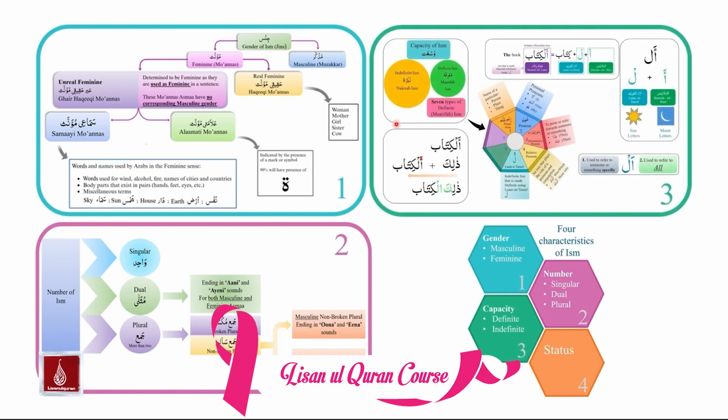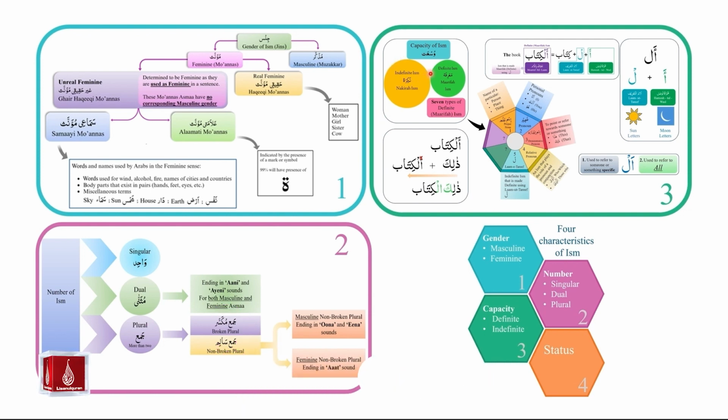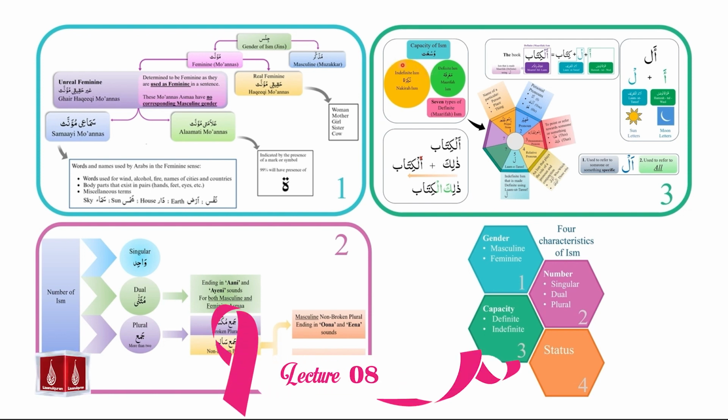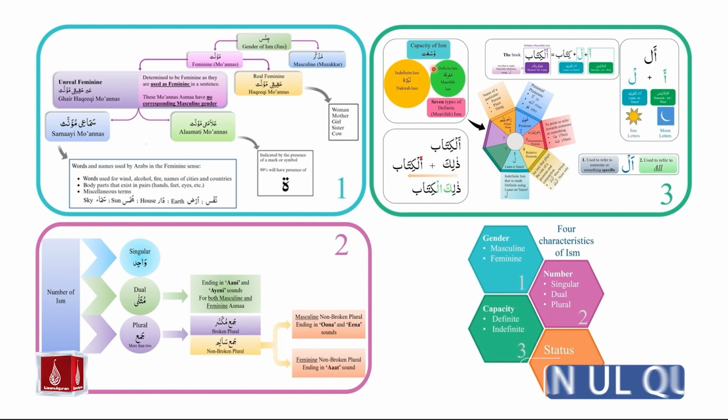Finally, we studied about the capacity of ism. From the standpoint of capacity, an ism can either be indefinite or definite. We studied that indefinite form or nakra form of ism is in the majority. So we focused on the study of definite or marifa asma.